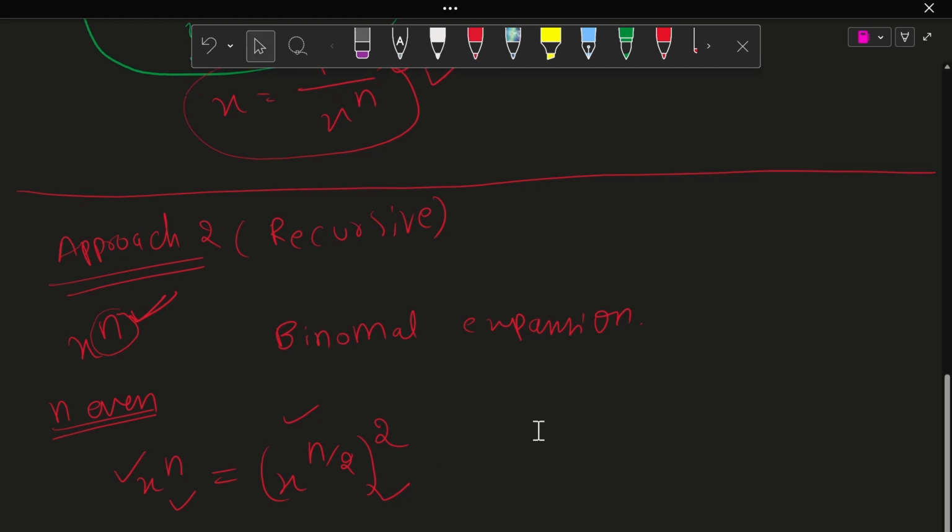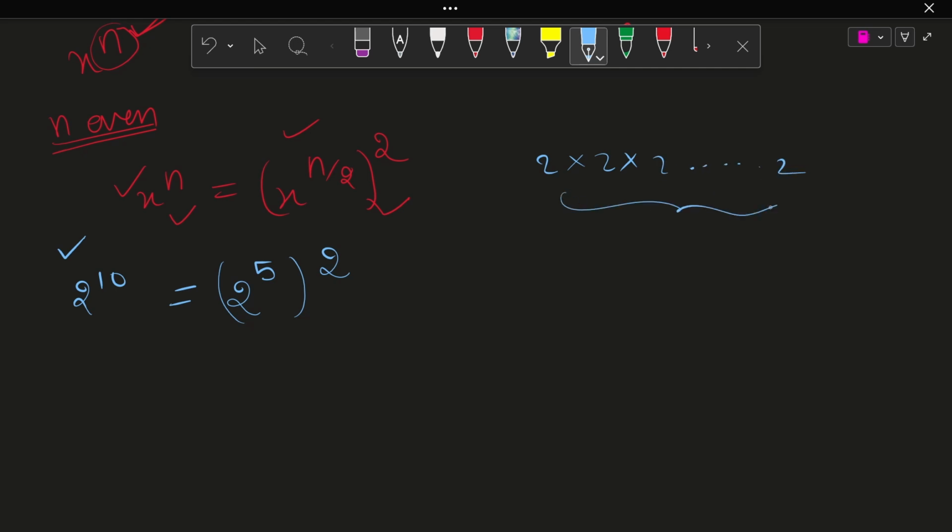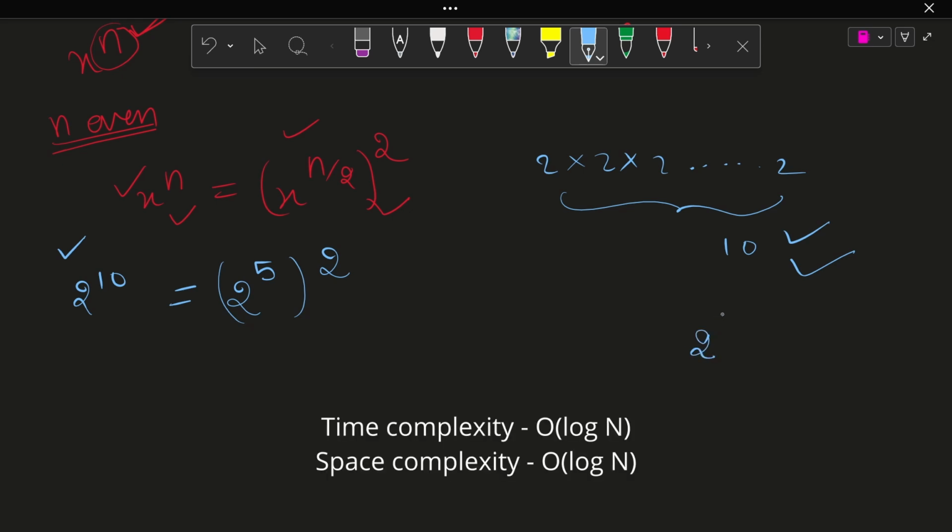If you take an example, let me take 2 power 10. If I want to calculate 2 power 10, how can I represent this? 2 power 5 whole squared. So instead of calculating 2 into 2 into 2, up to 10 times, which is brute force, I will calculate the multiplication of 5 times only and just square it. This reduces half of the work. With the help of recursion we can do that.